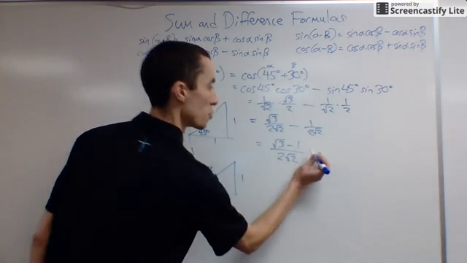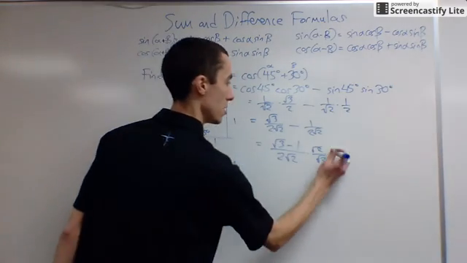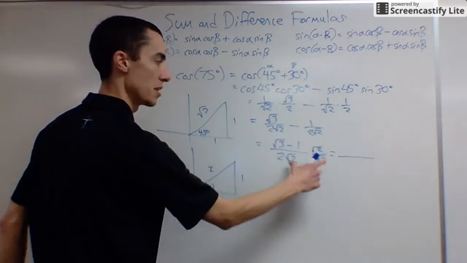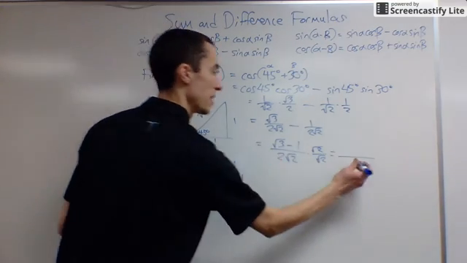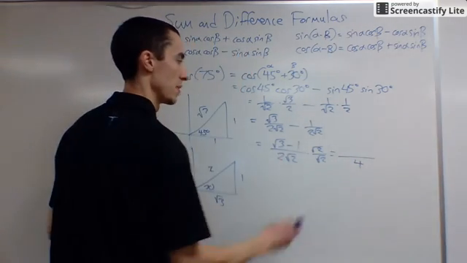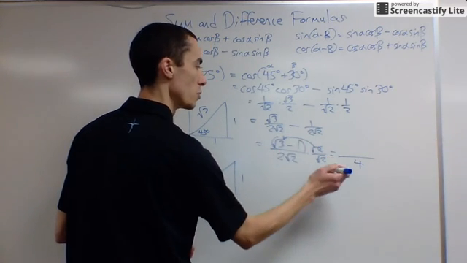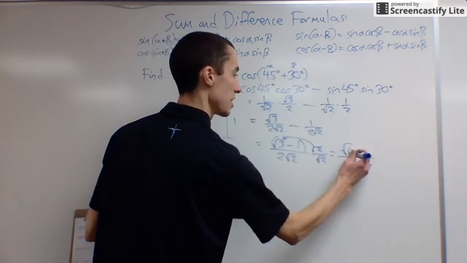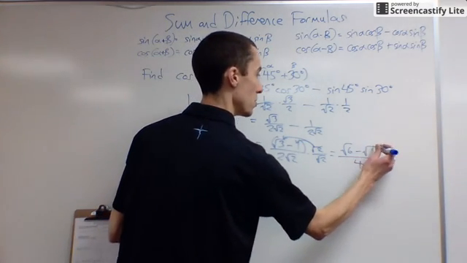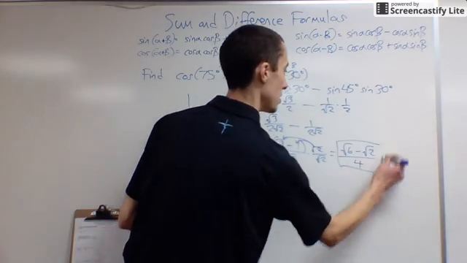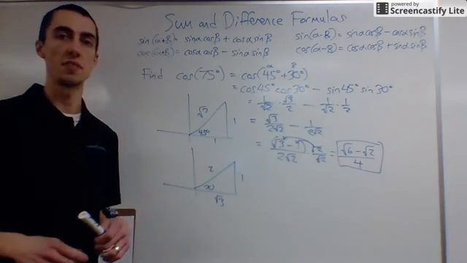Now, since we've got a root in the denominator, let's rationalize the denominator. That denominator now becomes root 2 times root 2, which is 2. Multiplied by that 2 gives us 4. Now, use the distributive property. Root 2 times root 3 is root 6. Root 2 times 1 is root 2. And now we found an exact value for the cosine of 75 degrees.